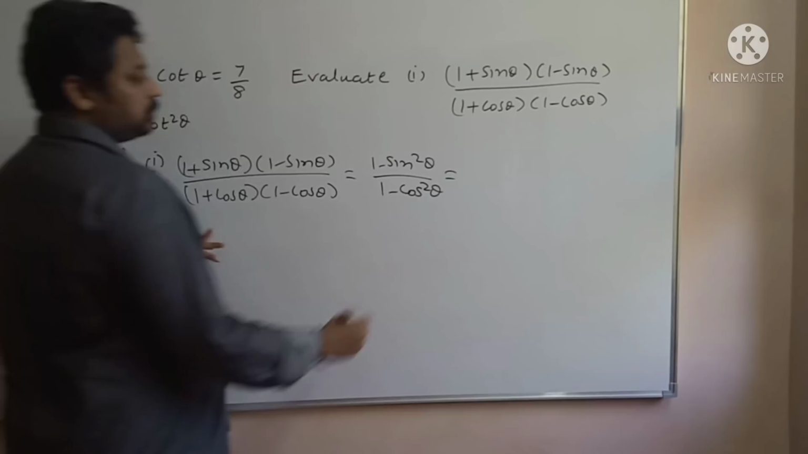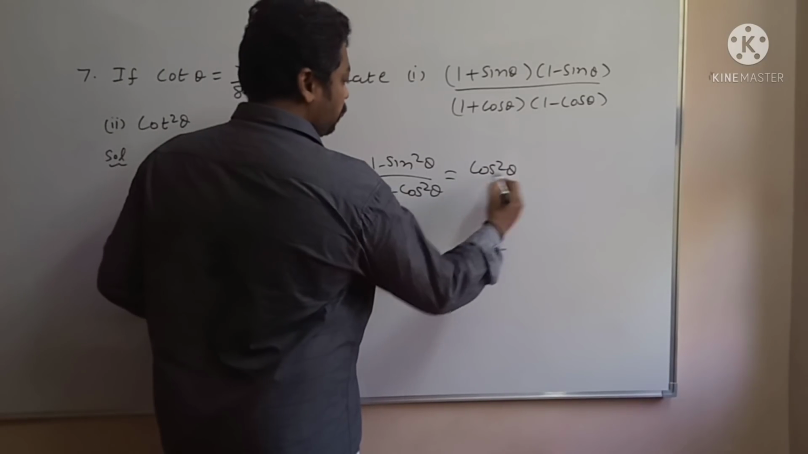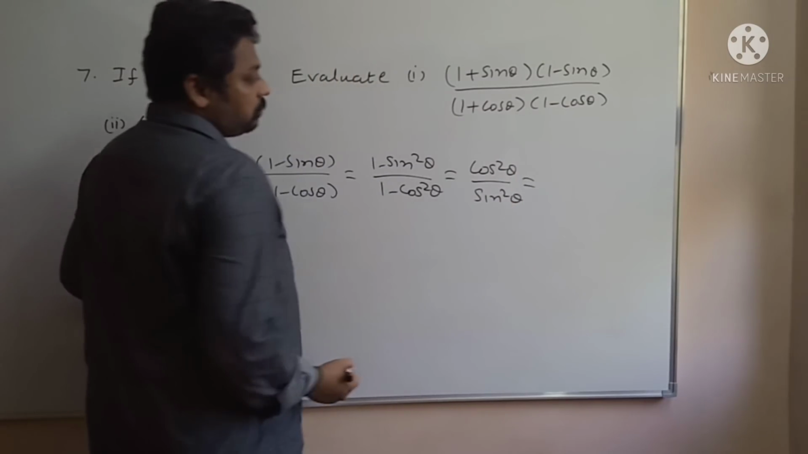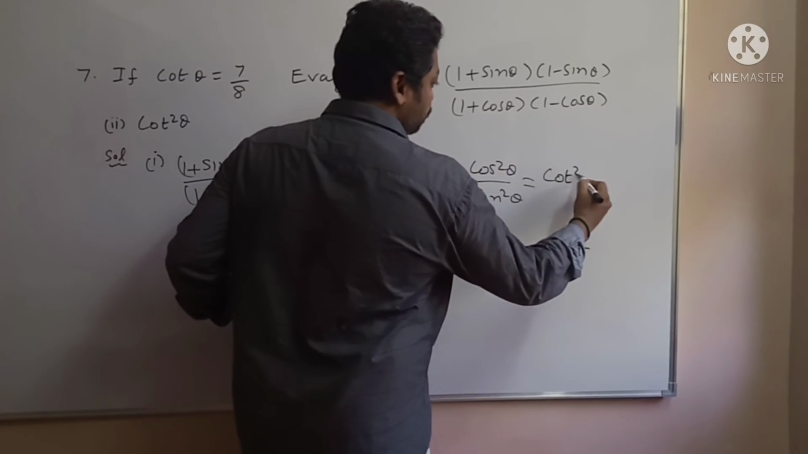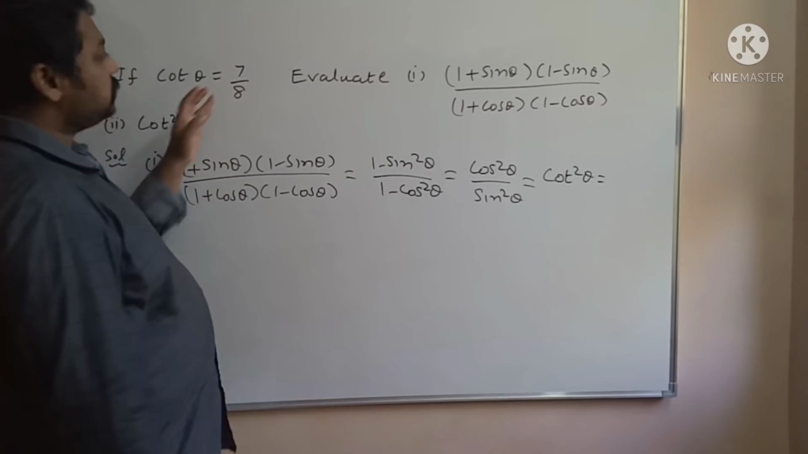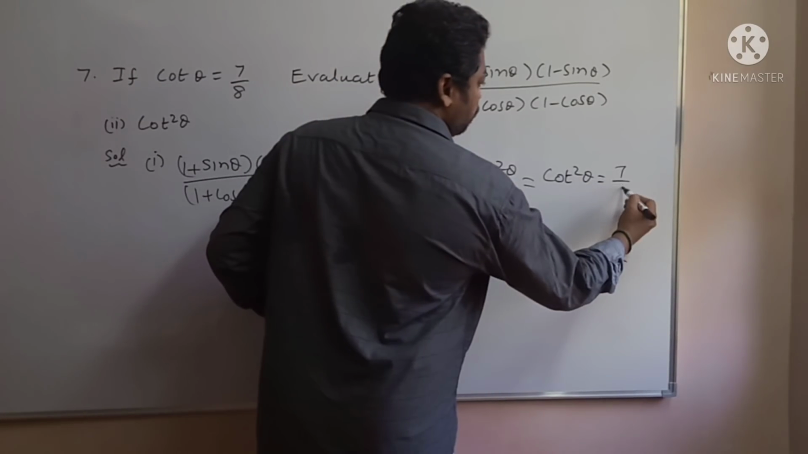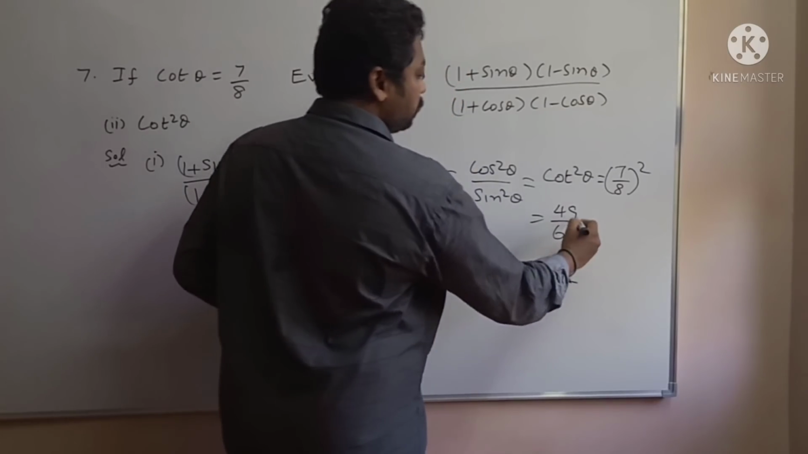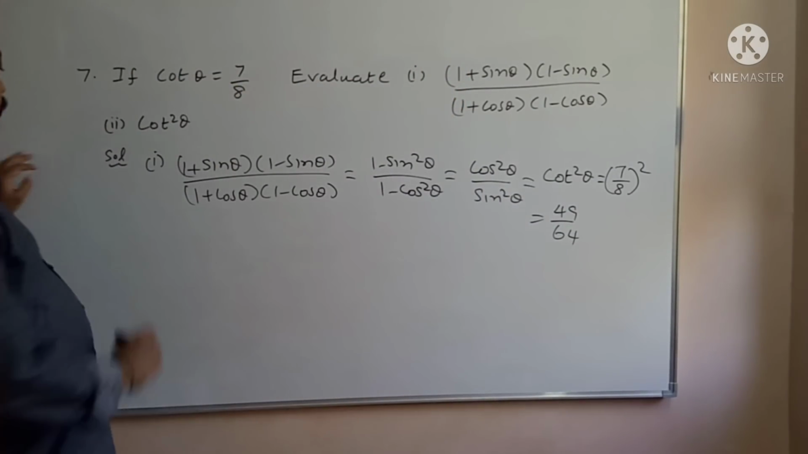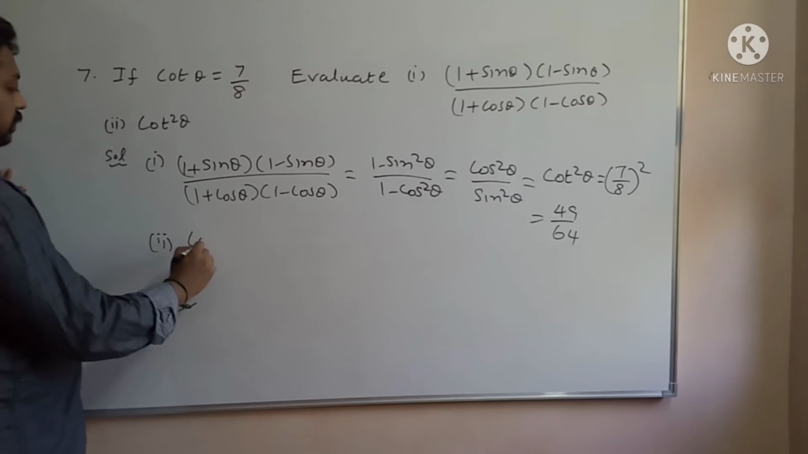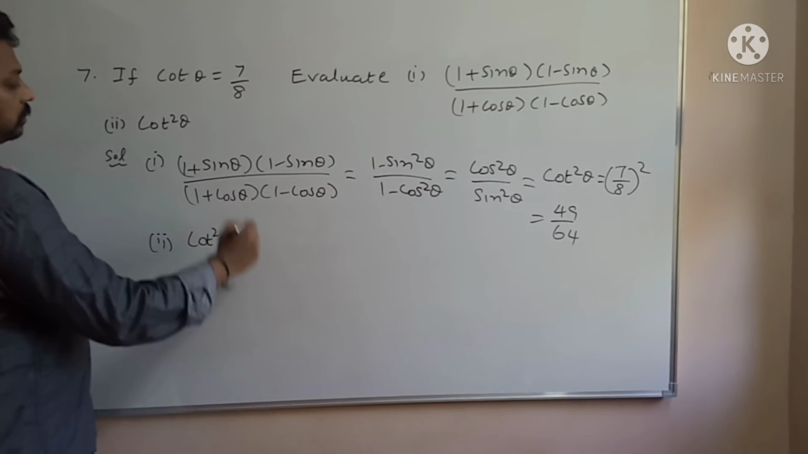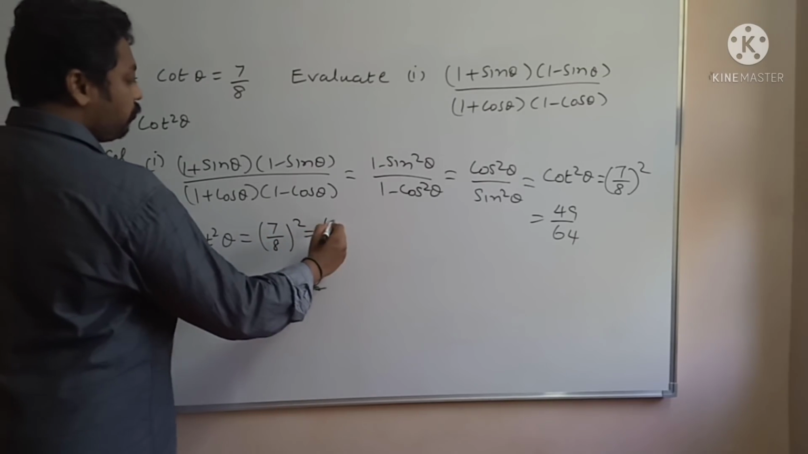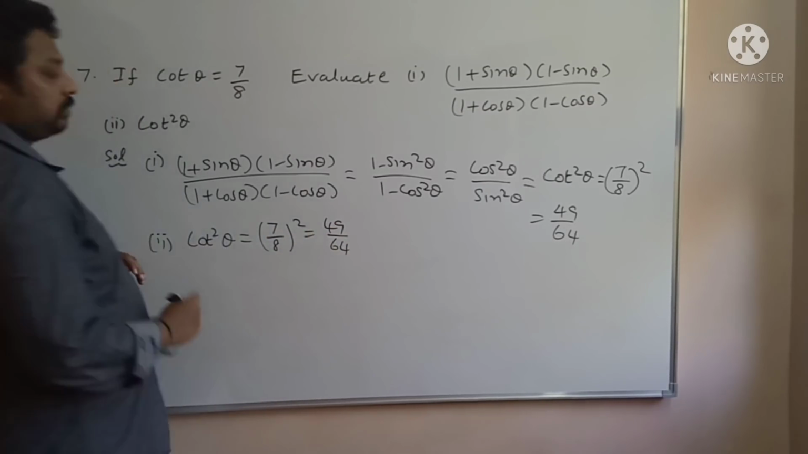What is 1 minus sin square theta? It is cos square theta. What is 1 minus cos square theta? It is sin square theta. What is cos square theta by sin square theta? It is cot square theta. So what is cot theta? It is given as 7 by 8. So 7 by 8 whole square, that is equal to 49 by 64. So what is the second Roman? The second Roman directly asks cot square theta. So it is cot theta whole square, 7 by 8 whole square, it is 49 by 64.